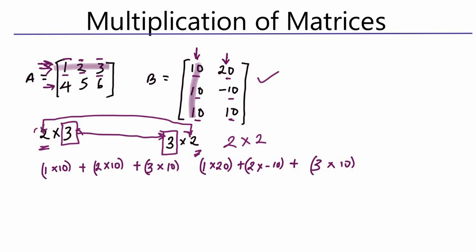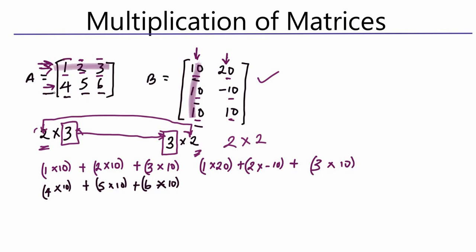So let me just change this color. So we have this row 4. We want to multiply it now by 10 again. So we have 4 multiplied by 10. We are adding this to 5 multiplied by 10, so 5 times 10, and we are adding this to 6 multiplied by 10, so we have 6 multiply this by 10. We are done with that.